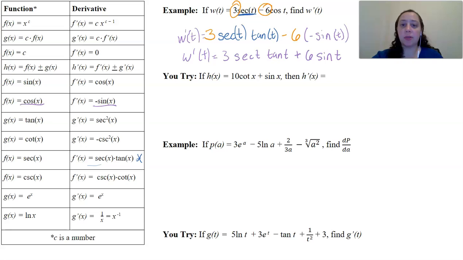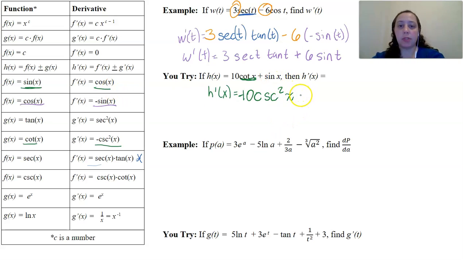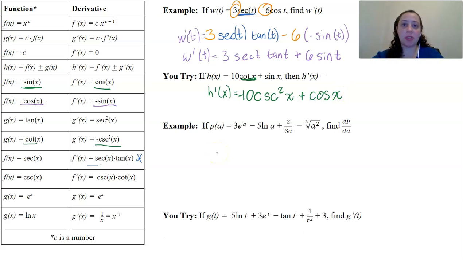If h of x equals 10 cotangent x plus sine x, then h prime of x equals, so let's see, h prime of x, I'm going to put my coefficient down. Derivative of cotangent is negative cosecant squared, and keep these inside the same. Since it's negative, I'm going to put my negative in the front of my 10. Cosecant squared x, and the derivative of sine is cosine, so plus cosine x. That's it. Let's try another example together.